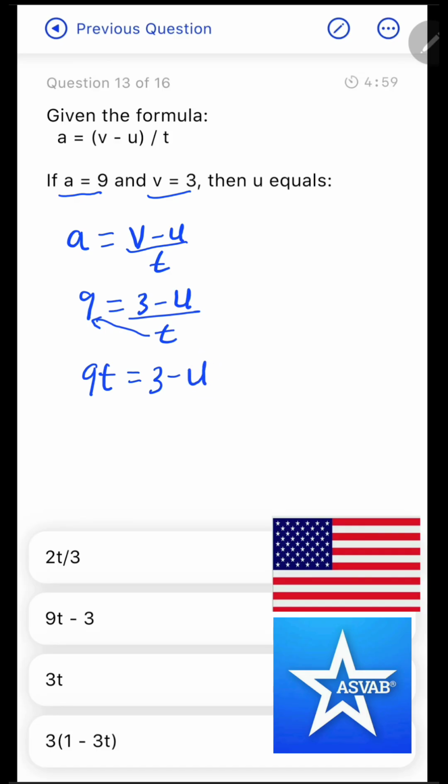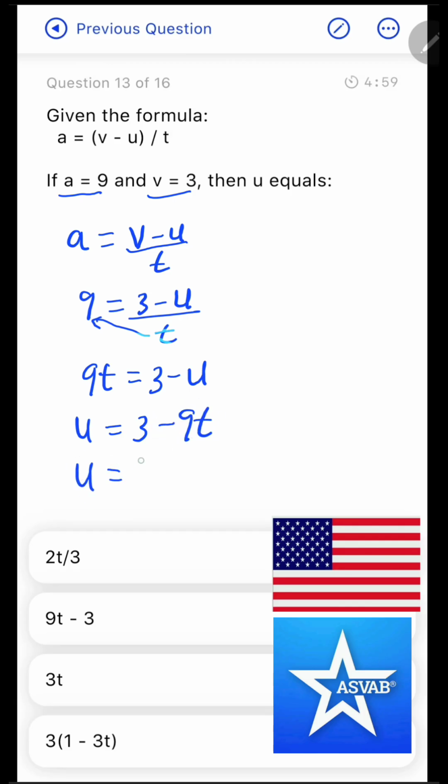Remember, we are looking for the value of U. So all we're going to do is take this value of U to the left hand side, then we take this 9T to the right hand side. When we do that, we're going to have U, because when this negative U crosses to the left hand side it becomes positive U, equal to, here we have 3, and when we take this 9T to the right hand side, it's going to become negative 9T.